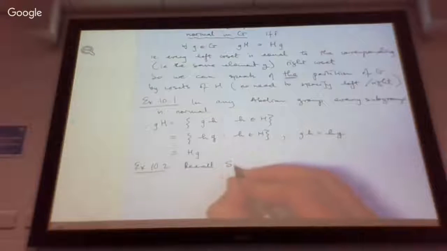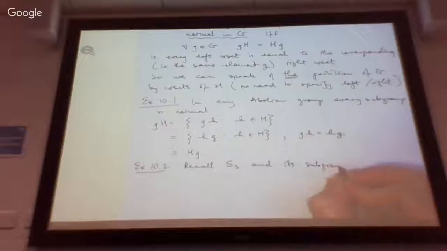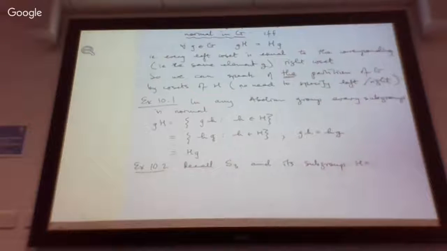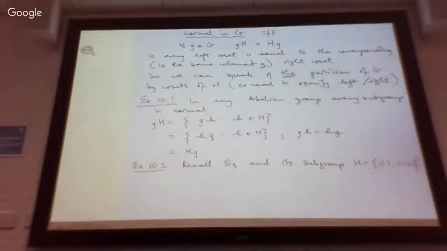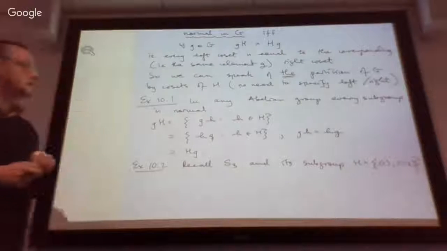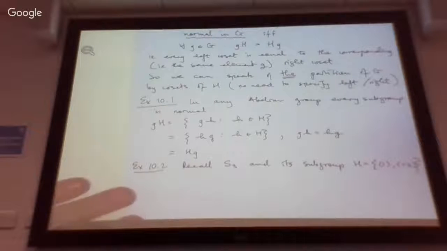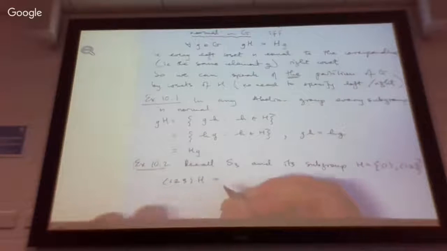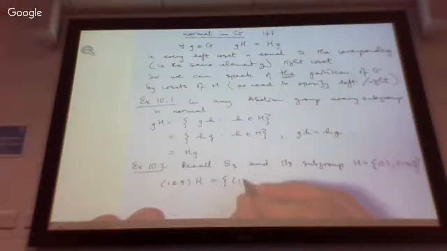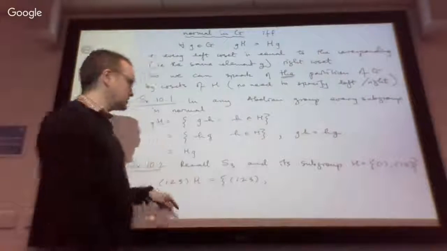So recall S3 and its subgroup. So the first example is a negative one. This first subgroup is the one consisting of the identity element and a single transposition. Okay, so the permutation permuting the elements 1 and 2. This subgroup is not normal, and you can see that when you look at the coset corresponding to the 3-cycle 1, 2, 3. Okay, that certainly contains 1, 2, 3.